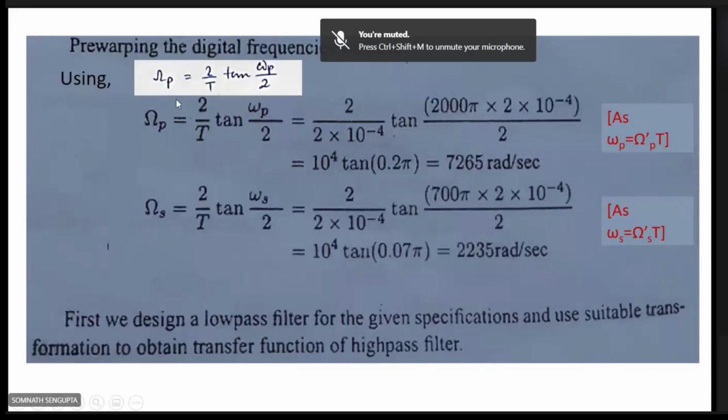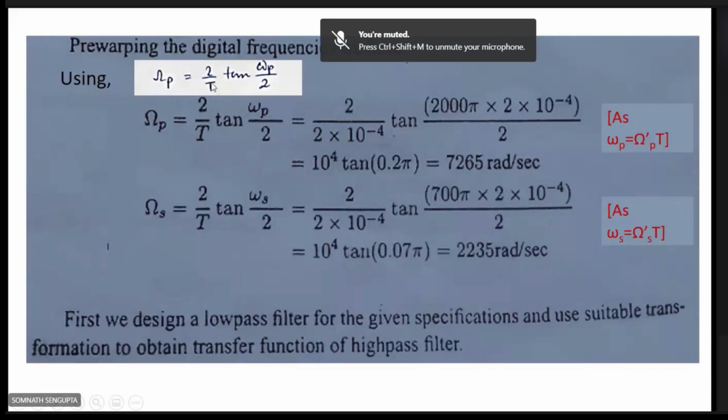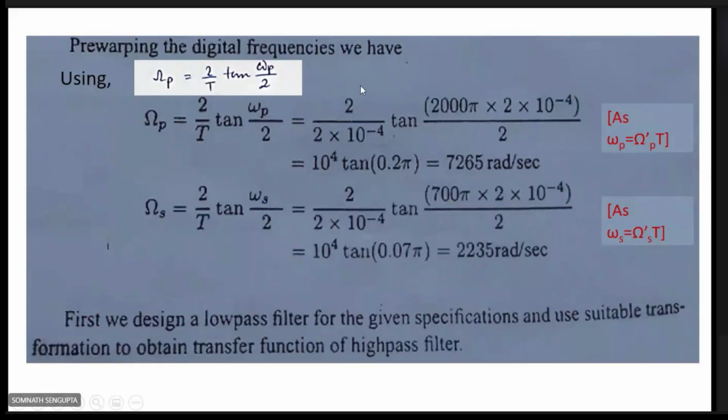According to the formula we discussed, the relation between analog frequency and digital frequency is omega = 2 by T tan(omega p by 2). So omega p is in digital form, but your given specification is in analog form, so you have to convert it from analog to digital. We use this formula: omega p is equal to omega p dash into T. So these are the steps needed.